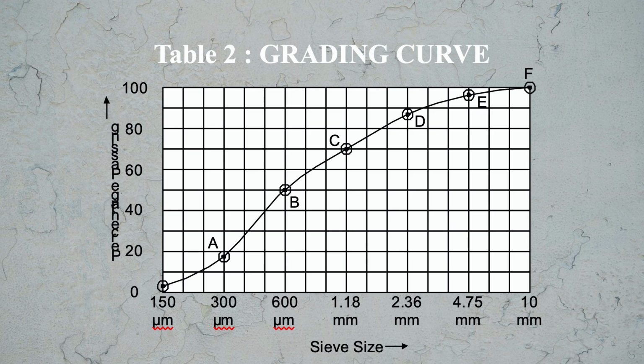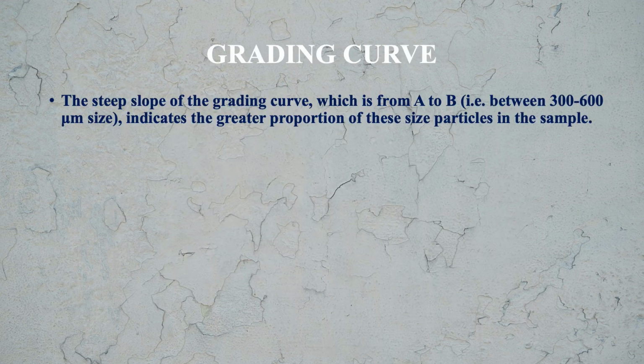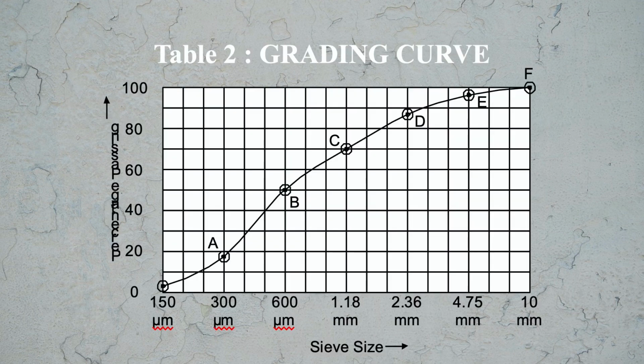In this curve, the steep slope of the grading curve, which is from A to B, between 300 micron and 600 micron size, indicates the greater portion of these size particles in the sample. So let us see the portion between A to B. Here it has a very steep slope. Steep slope means within a small range of sieve size, a larger percentage passing is covered.